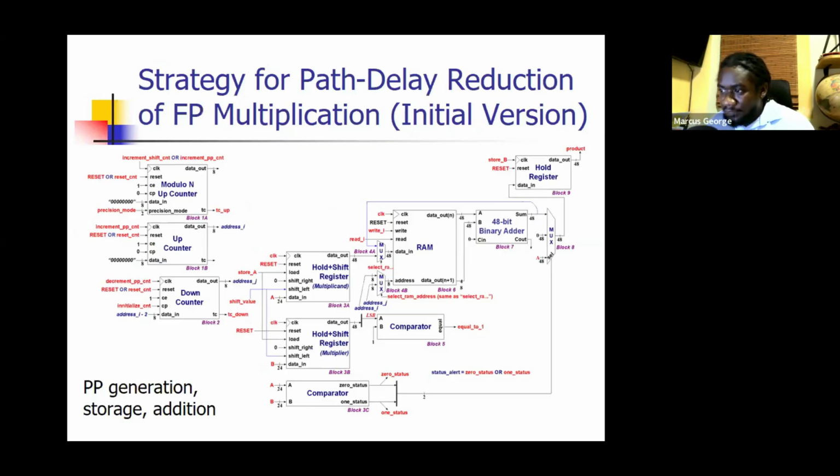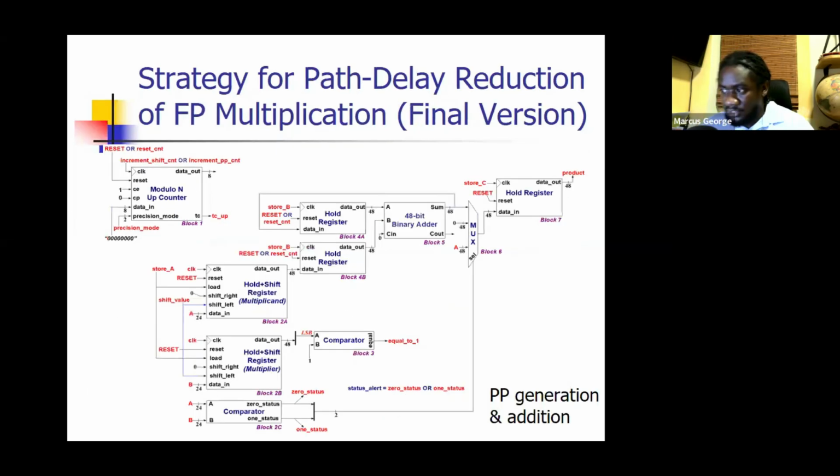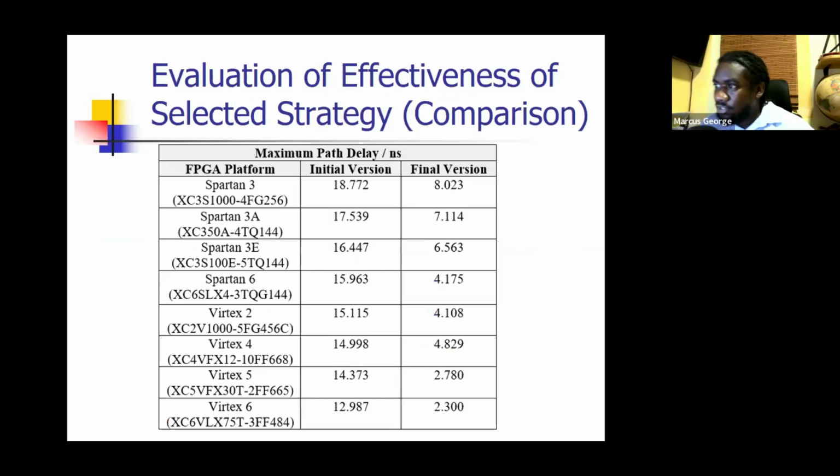If we upgrade that to remove the partial product storage here, as you can see, the RAM block is removed, so we're not storing the partial products. Instead, we are going to accumulate the partial products as they are generated. And hence, at the end of the generation of the partial products, we would have the final product. And this is what we want to do. Doing that results in a significant reduction in path delay.